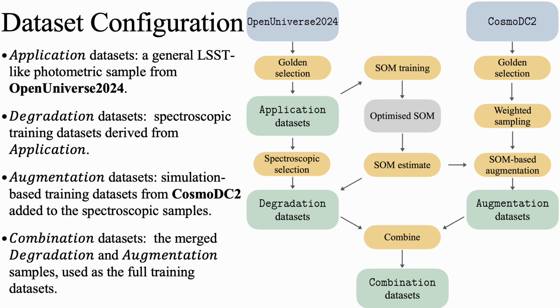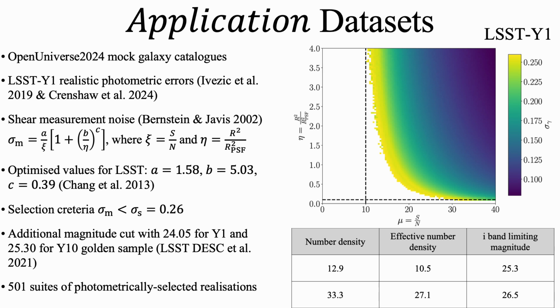To replicate the photometric selection for LSST, we initially implement realistic photometric errors on mock galaxies from the OpenUniverse catalog, and then we estimate the shear measurement noise, which is assumed as a function of the galaxy i+r band signal-to-noise ratio and the squared ratio between galaxy and PSF sizes. Then, we select galaxies with shear measurement noises smaller than the intrinsic shape noise.